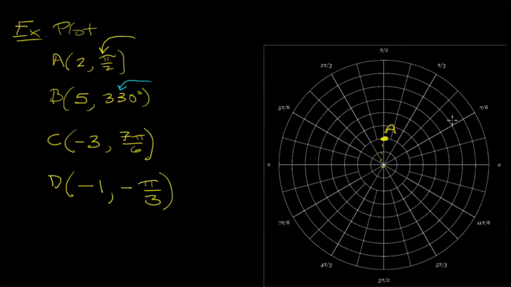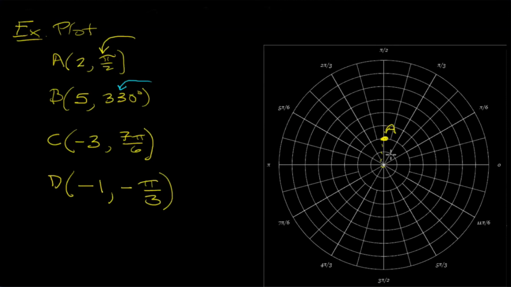But the graph paper I'm using here is 15-degree increments, and the reason I know that is because pi over 6 is 30, and this is halfway between. So then this is 15 degrees. So 330 is 30 degrees short of 360. So that would be 11 pi over 6.